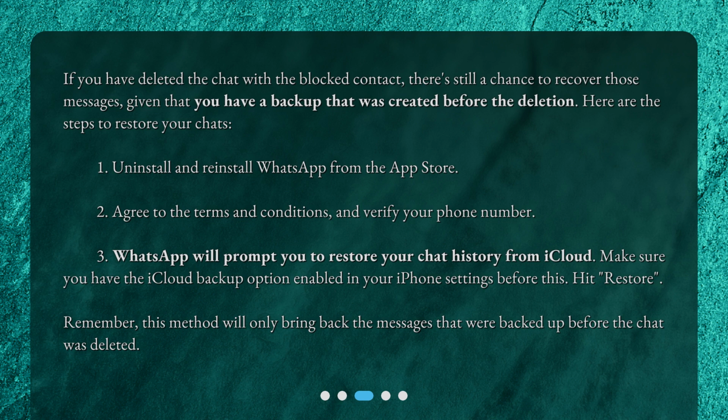1. Uninstall and reinstall WhatsApp from the App Store. 2. Agree to the terms and conditions, and verify your phone number. 3. WhatsApp will prompt you to restore your chat history from iCloud. Make sure you have the iCloud backup option enabled in your iPhone settings before this. Hit Restore. Remember, this method will only bring back the messages that were backed up before the chat was deleted.